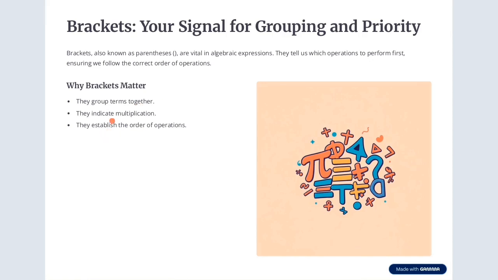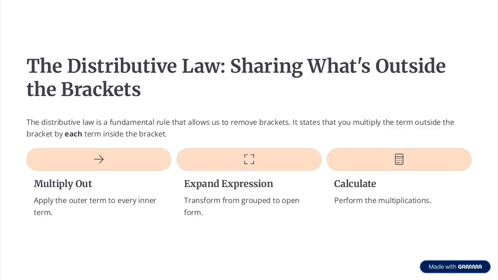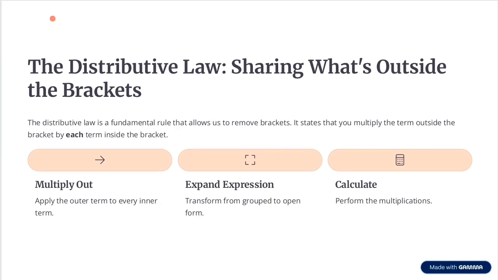Brackets group terms together, and they indicate multiplication. I need you to pay attention to that. Sometimes when solving, I use a bracket instead of a multiplication sign. So when you see a number before a bracket, what should come to your mind is multiplication. They also establish the order of operation, and we're going to see that soon.